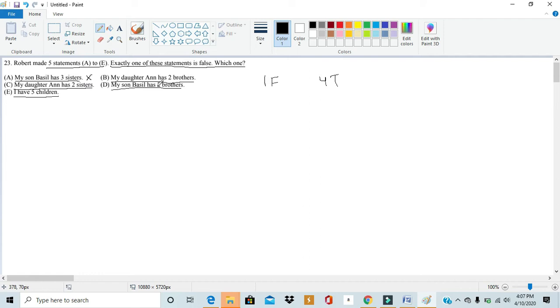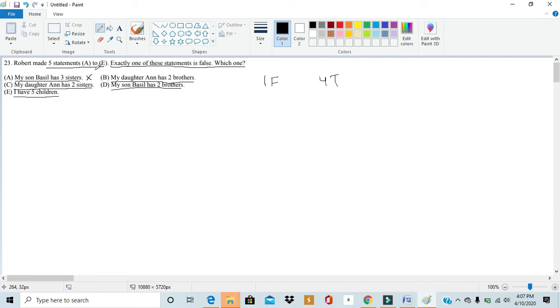So then we go to option B. My daughter Anne has 2 brothers. If we take this statement to be false, then that means Anne does not have 2 brothers. So then we look over all the other cases. That means that every other statement is true. My son Basil has 3 sisters. My daughter Anne has 2 sisters. My son Basil has 2 brothers, and I have 5 children.